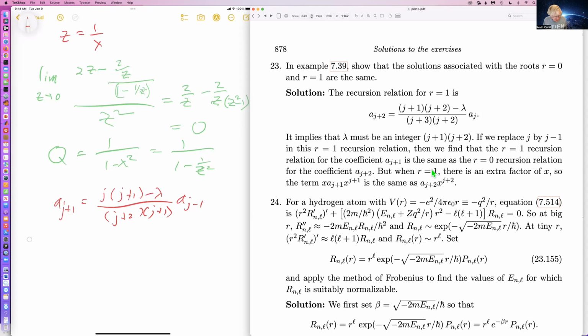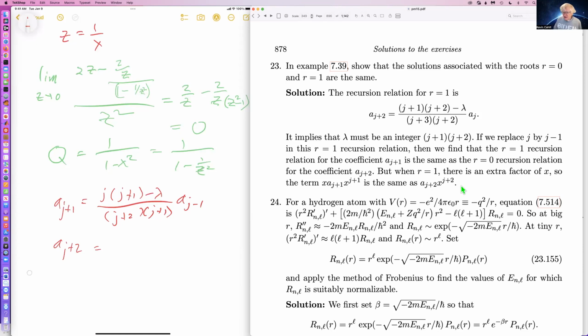And this then is the same as the r equals 0 recursion relation for the coefficient a sub j plus 2. In other words, then a sub j plus 2 is, well, it's this one here. And so then it turns out that a sub j plus 1 times x to the j plus 1 is the same as a sub j plus 2 times x to the j plus 2.